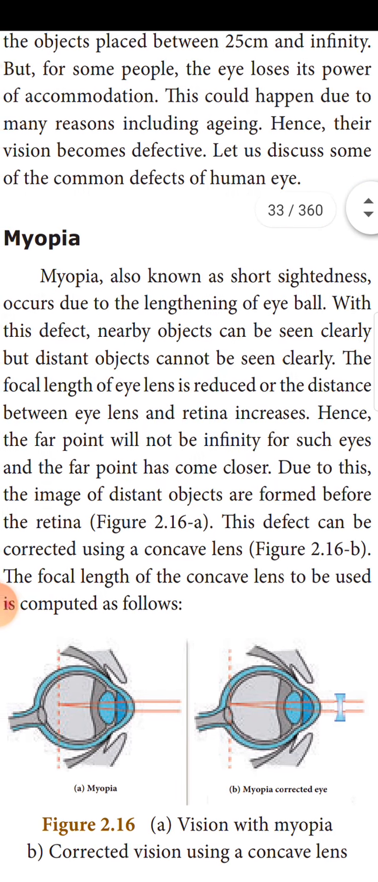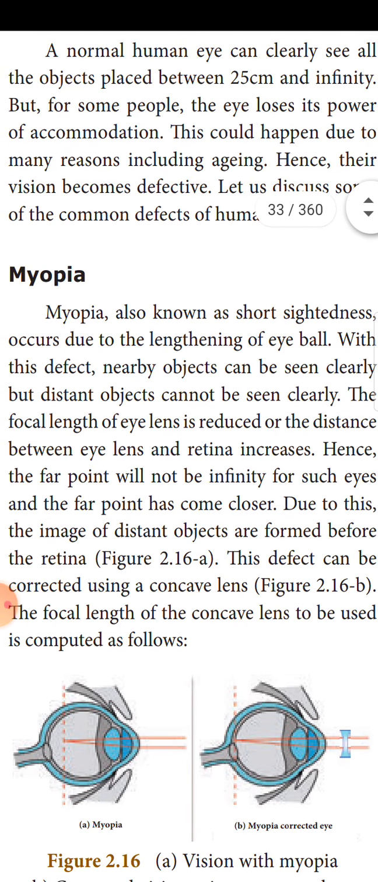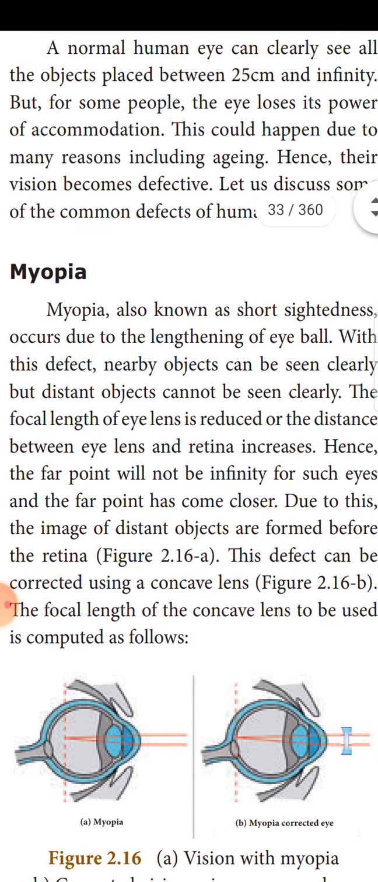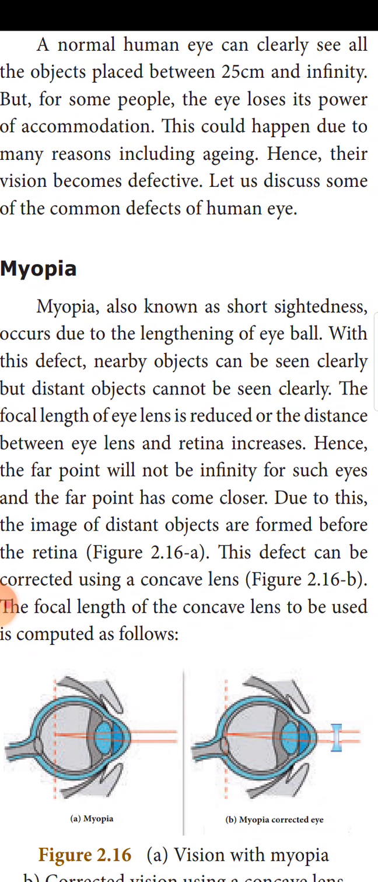Myopia. Myopia, also known as short-sightedness, is due to the lengthening of the eyeball. With this defect, nearby objects can be seen clearly, but distant objects cannot be seen clearly.